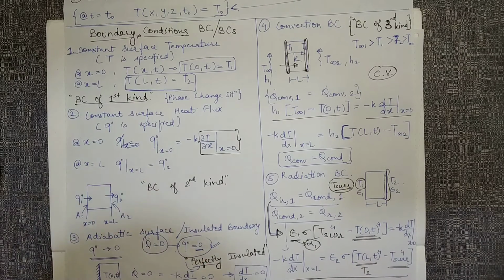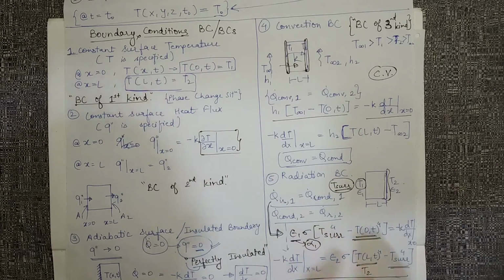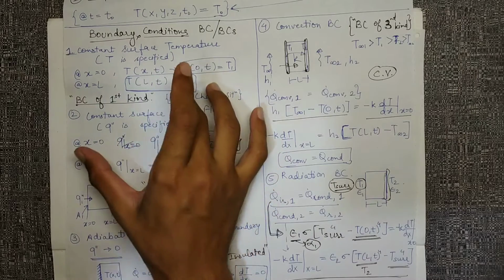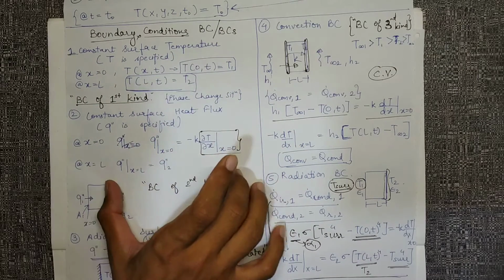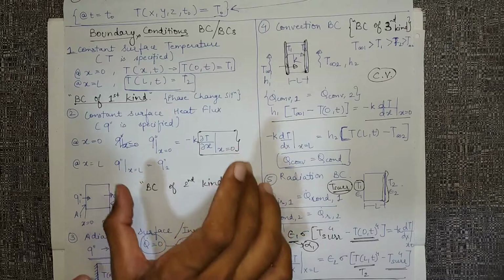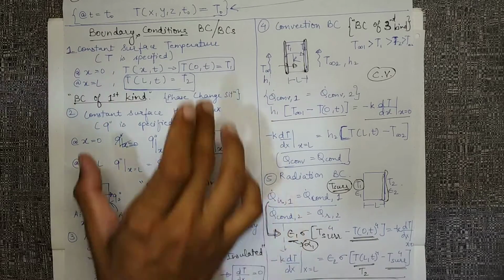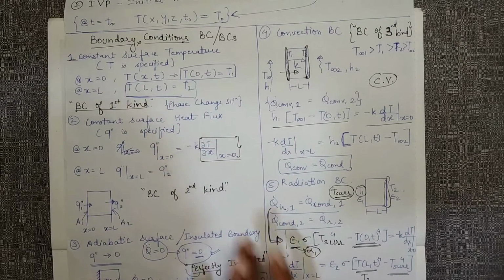So what are the different boundary conditions which are possible? This is the second part of the video. In the first part I had explained 5 boundary conditions with their physical significance, with the mathematics, or how we represent that boundary condition with an equation. So I have defined 5 boundary conditions.